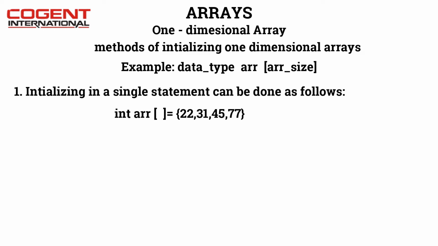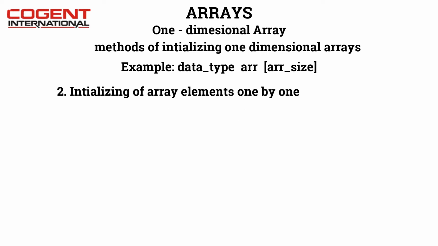Then in the second example, int array[]. Here I am not specifying any size of the array. Then I initialize it as {22, 31, 45, 77}, which is the same as the above type of initialization, except that the size of the array is not specified, which means the array can hold any number of elements.